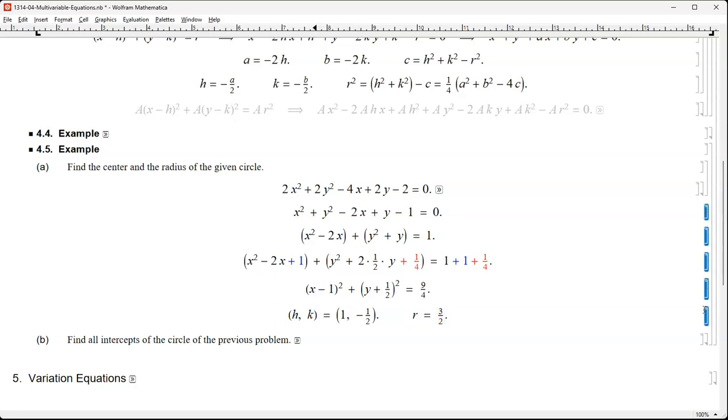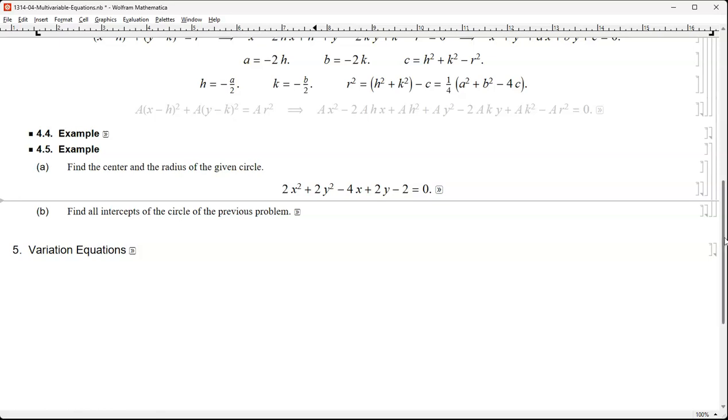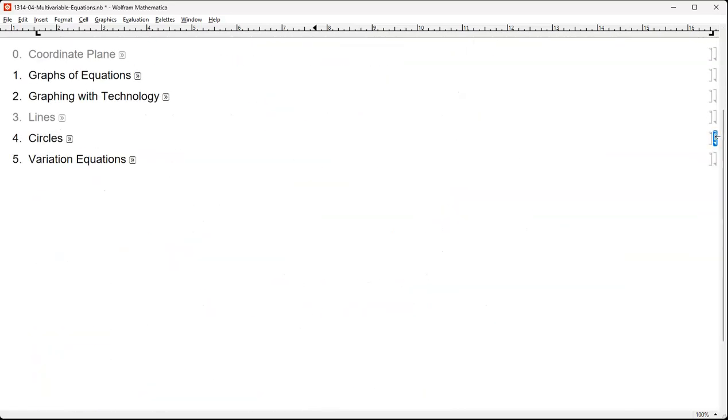Finding all intercepts of this problem: plug in x equal to 0 to find y, plug in y equal to 0 to find x. I'll leave that to you. This completes section 4.